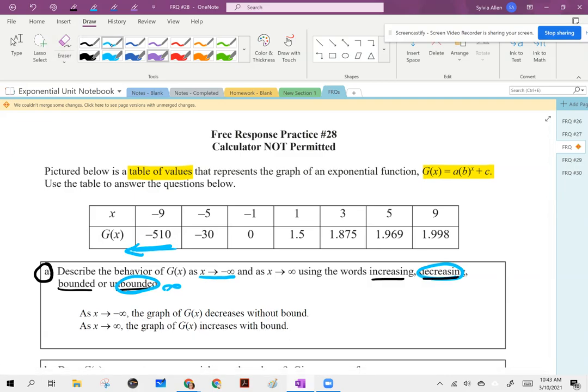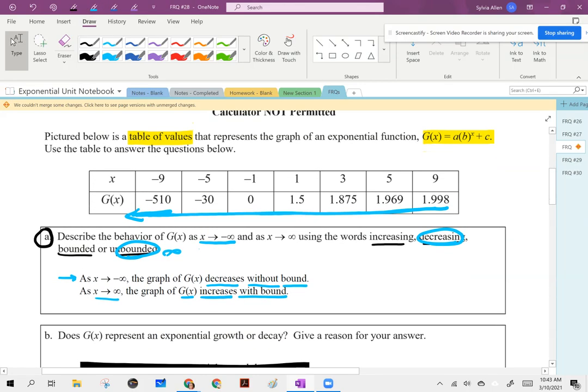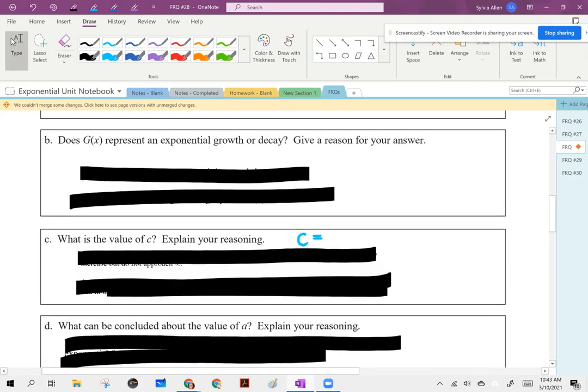So here we go. As x approaches negative infinity, the graph decreases without bound. And as x approaches positive infinity, the graph increases, right? Look at the y values. You're going from 0 up to 2, or from negative 510 all the way up to positive 2. So it's increasing from left to right with a bound, right? Because remember, a bound is like a boundary. Address any questions you have on that academic vocabulary. I feel like it's pretty straightforward, but nonetheless, go ahead and address any questions. Go ahead and answer B.